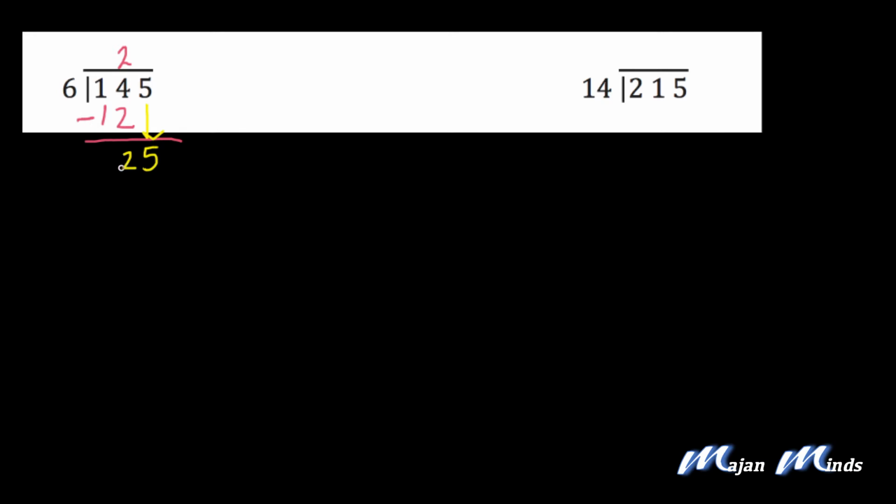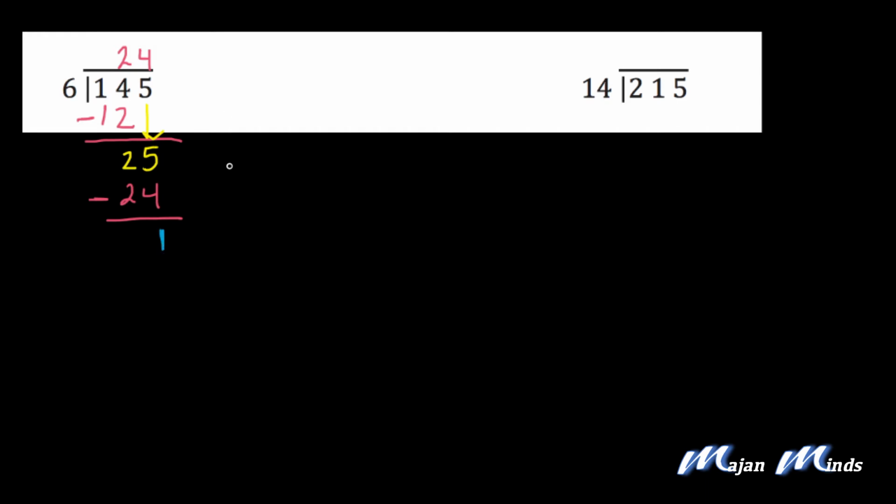Does 6 go into 2? No. Does 6 go into 25? Yes. 6 goes into 25 4 times. So we put a 4 up there. And then we multiply. 4 times 6 gives us 24. And we subtract. So 25 minus 24 gives me 1.